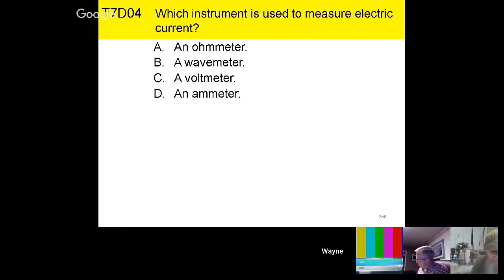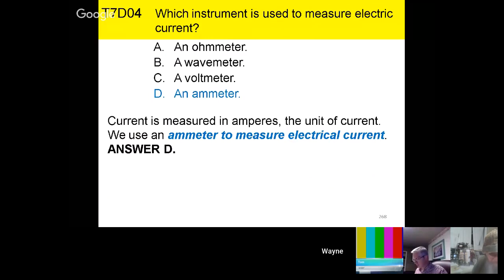Answer D. Okay, well, this one should be fairly easy because I've already alluded to this. Which instrument is used to measure electric current? And remember, I told you that current is measured in amps. So the answer to this would be an ammeter. Answer is D. It's the unit of current.